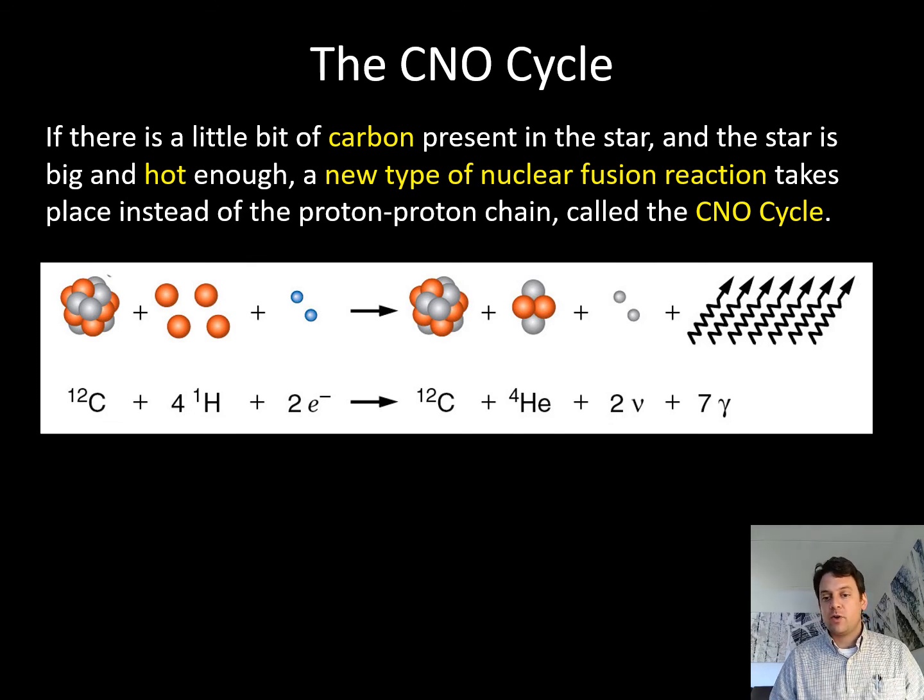Remember, the electrons are always around because we form a star out of electrically neutral interstellar gas, right? So for every positive charge, every proton, you have an electron. So we take a carbon-12 nucleus, we take 4 protons, we take 2 electrons, we do a bunch of stuff to it, and then we spit out a carbon-12 nucleus, a helium nucleus, 2 neutrinos, and 7 gamma rays. Okay, and of course that's a lot of energy in these 7 gamma rays.